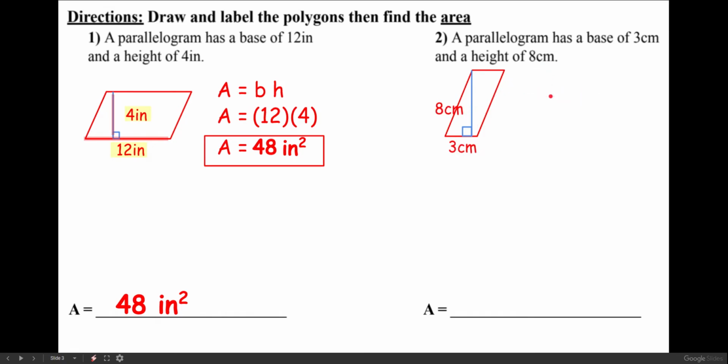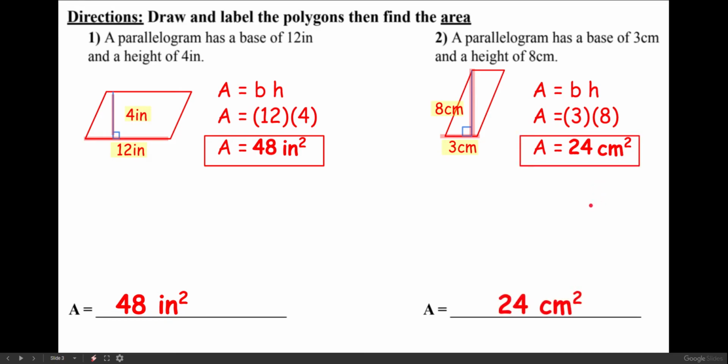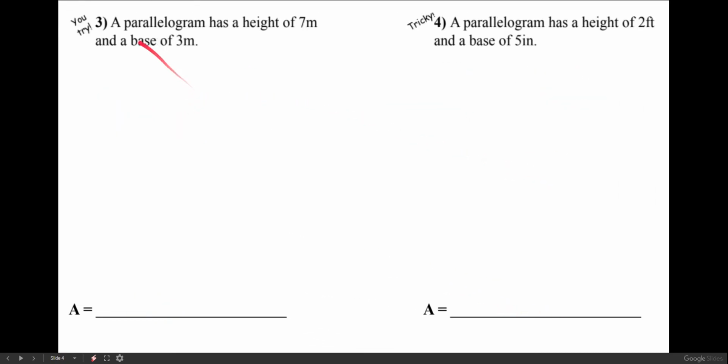Let's rewrite our formula. Area equals base times height. We don't know the area, but we do know the base, which is 3. And we know the height, which is 8. So let's simplify that. Area equals 3 times 8, which is 24. 24 what? 24 inches? Well, no, it's 24 centimeters. And we need to square it because we're looking for area. So 24 centimeters squared. All right. You can try number 3 and pause the video, or you can keep watching.